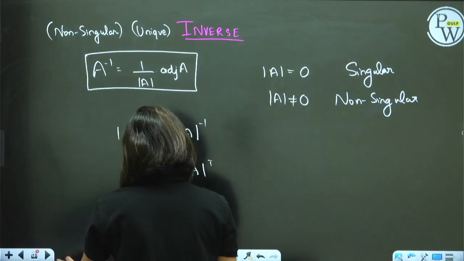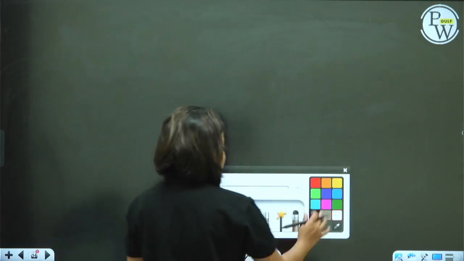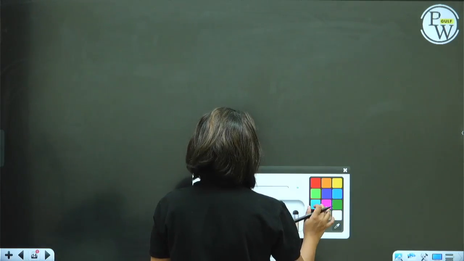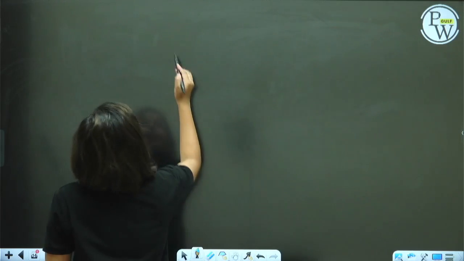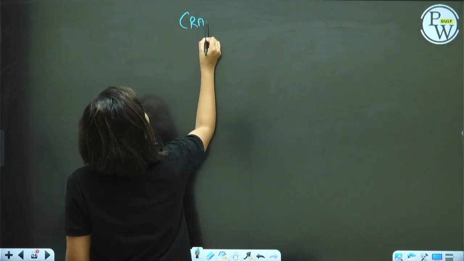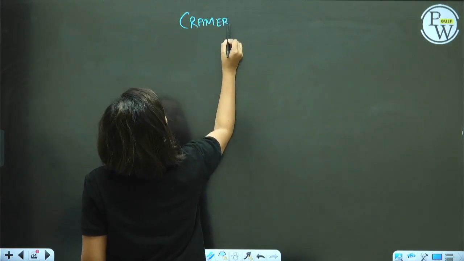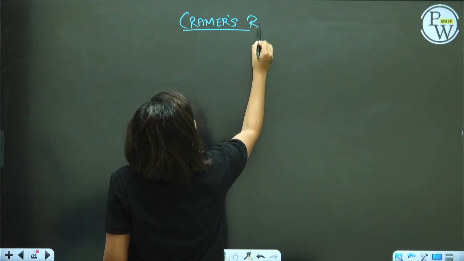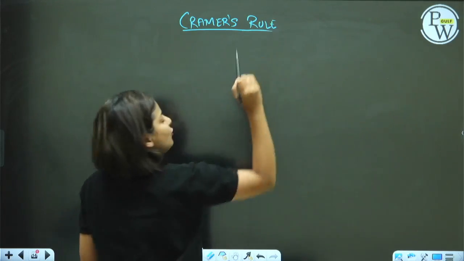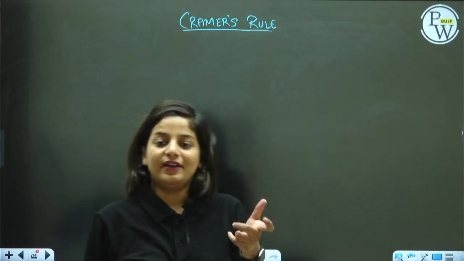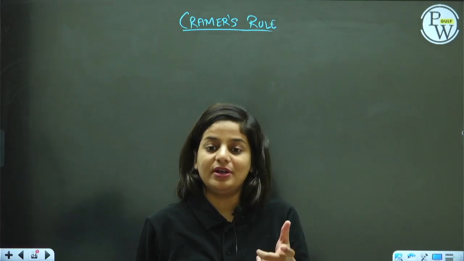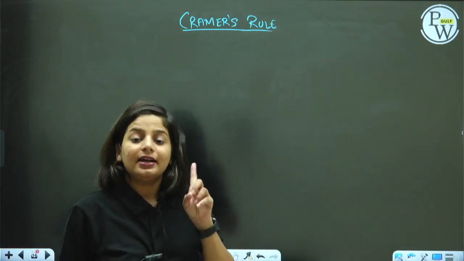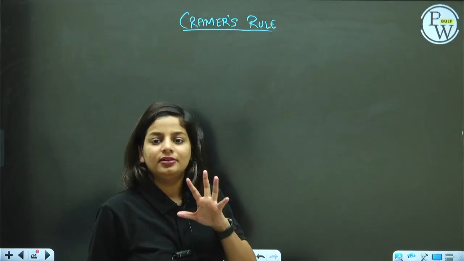Okay, now moving on to the next segment, which is not in CBSE. It's not in CBSE. Cramer's rule. You must have studied it in your lower standard. I'm not sure about it, but it is very useful if you have to find the value of x, y, z for a system of equations in competitive exams, not in CBSE.